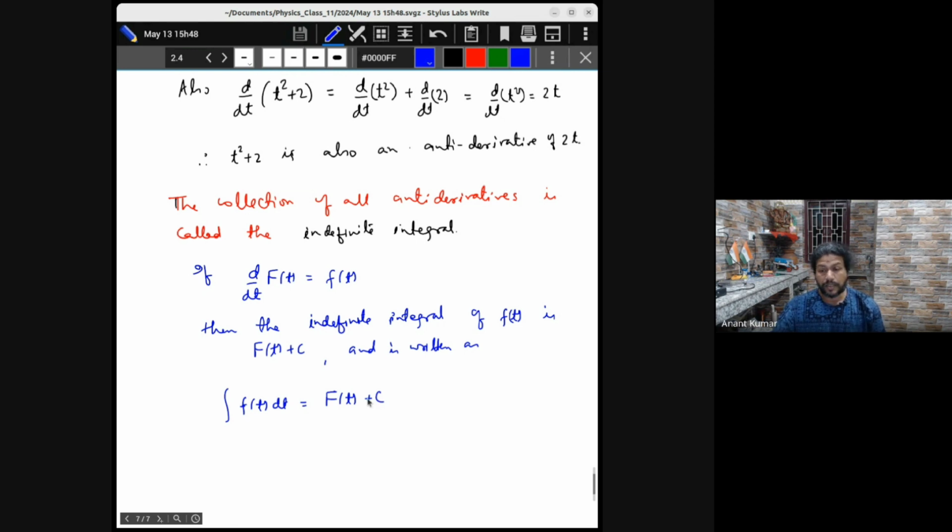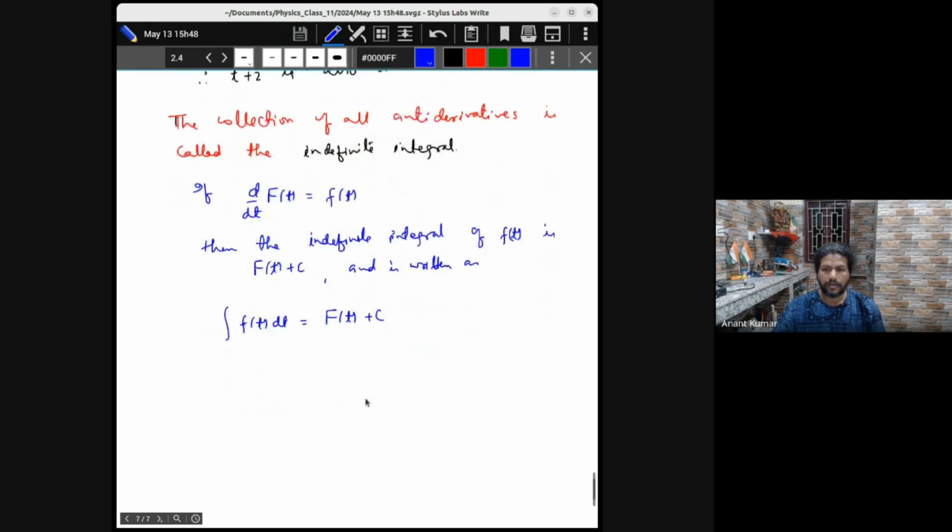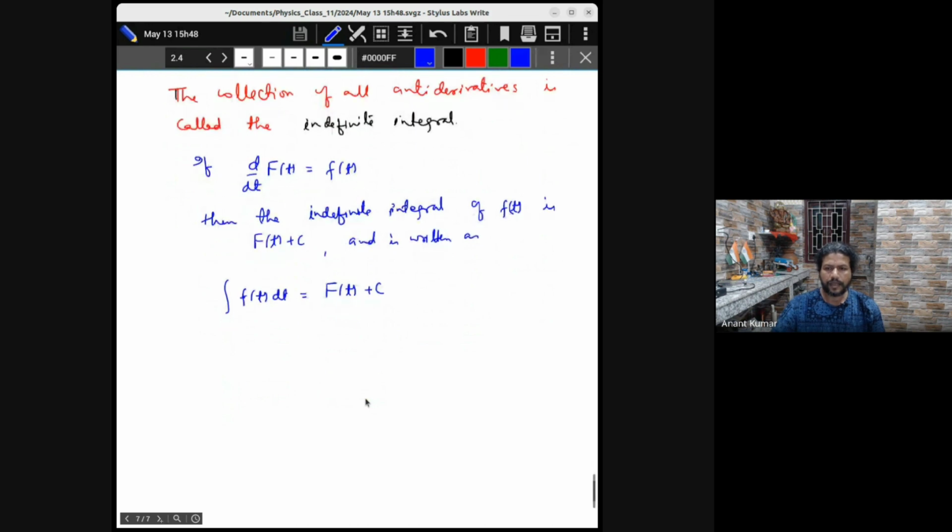Now, how is this related to the calculation of area? It is related, in fact. This is guaranteed by something called the fundamental theorem of integral calculus. It turns out that if we compute the area, whose notation, if you remember, was the integral from a to b of f dt, it means we are finding the area from a to b under the graph of ft with respect to time.